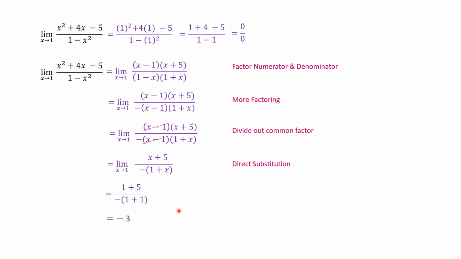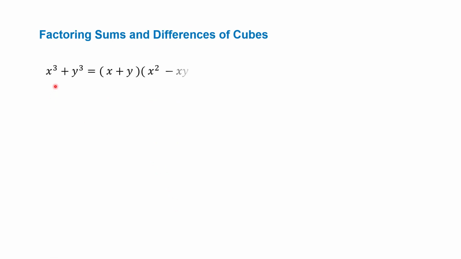Before we jump to the next example, let's recall two identities. The first identity is x cubed plus y cubed equals x plus y times x squared minus xy plus y squared. And the next identity is x cubed minus y cubed equals x minus y times x squared plus xy plus y squared. Usually, students do not recall these two identities because rarely we use them to factor polynomials.